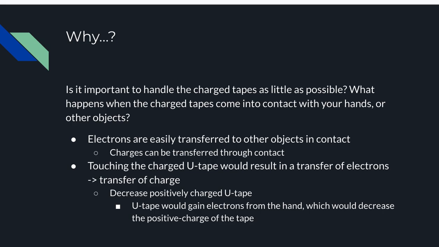Why is it important to handle the charged tapes as little as possible? What happens if it touches other things and comes into contact with your hands? Electrons are easily transferred between objects, so touching the charged U-tape would result in a transfer of electrons, or a transfer of charge, and it would decrease the positive charge of the U-tape. The U-tape would gain electrons from the hand, which would decrease the positive charge of the tape.